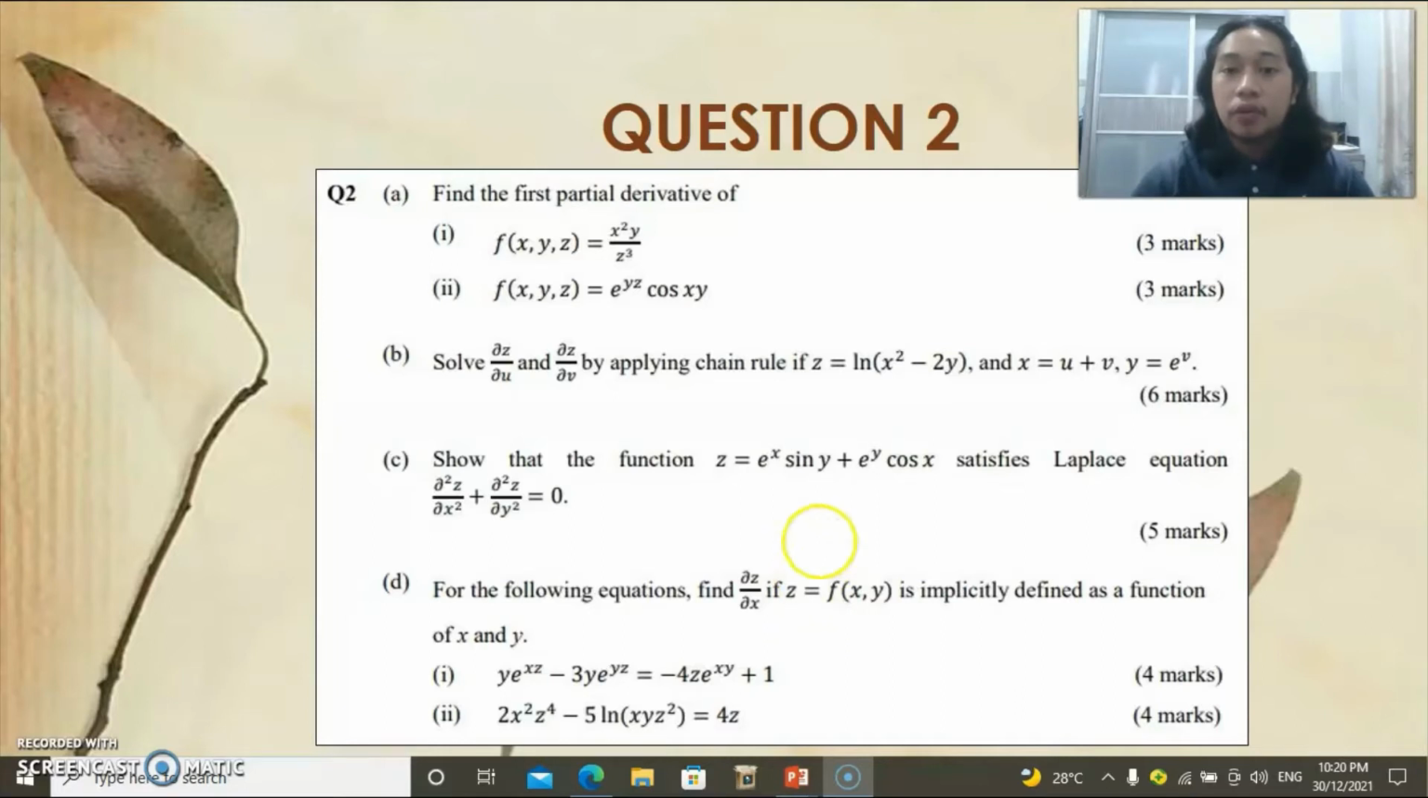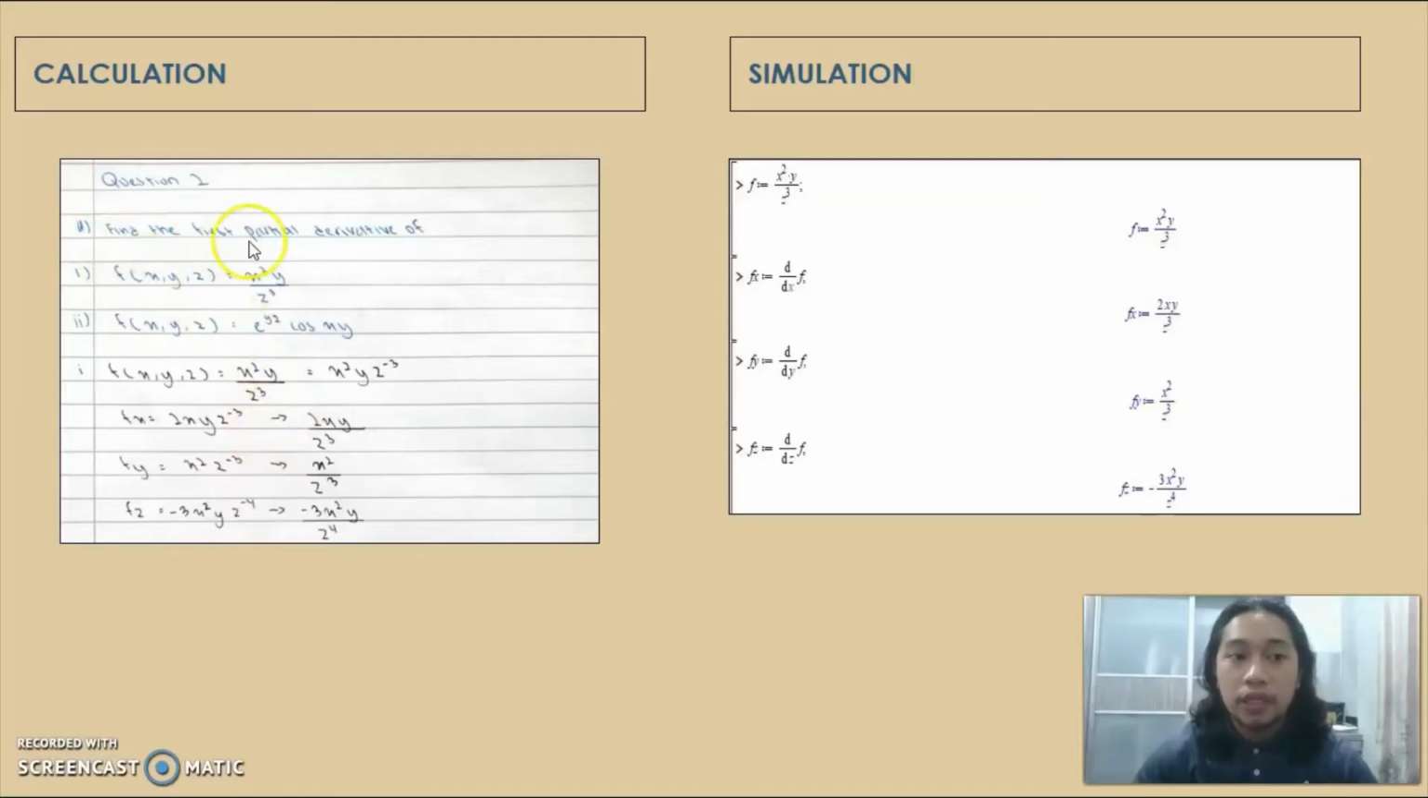I will present question 2. The mathematical software that I use to solve this question is Maple. For question A, we need to find the first partial derivative. So here we need to differentiate the equation with respect to x, y, and z. We can see that we got the same answer for the calculation and the simulation.